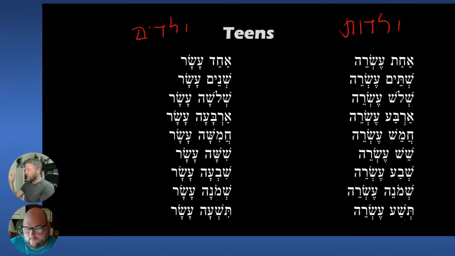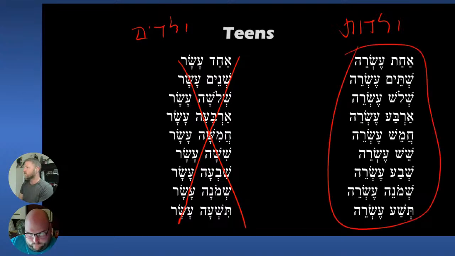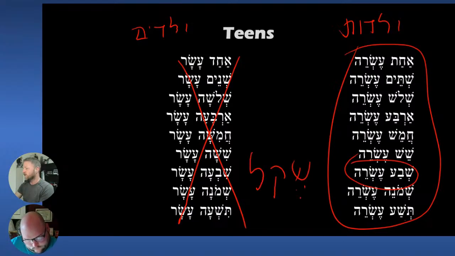People who work in the marketplace and are trying to sell bagels and clothing will never use the masculine form of numbers, like the long form. They will never do it. They will only use these ones. So they say 17 shekel. Shekalim are masculine, but they're going to say 17 shekel, 16 shekel. It should be 17 shekalim.